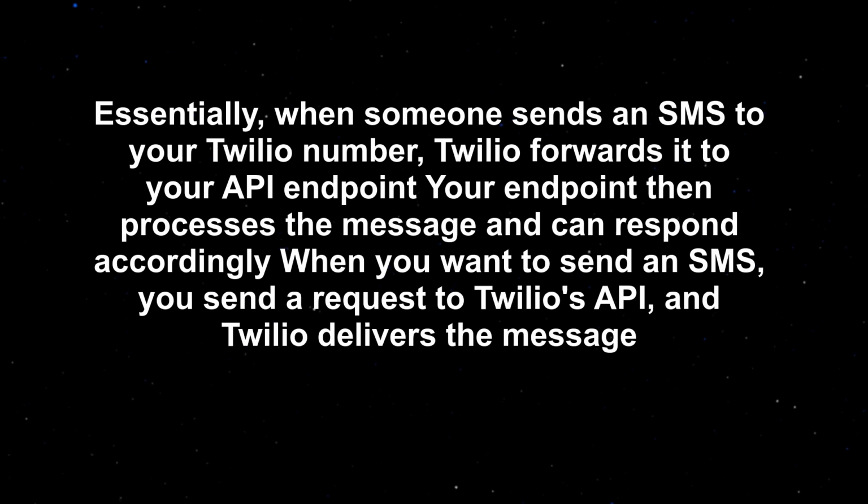Essentially, when someone sends an SMS to your Twilio number, Twilio forwards it to your API endpoint. Your endpoint then processes the message and can respond accordingly. When you want to send an SMS, you send a request to Twilio's API, and Twilio delivers the message.